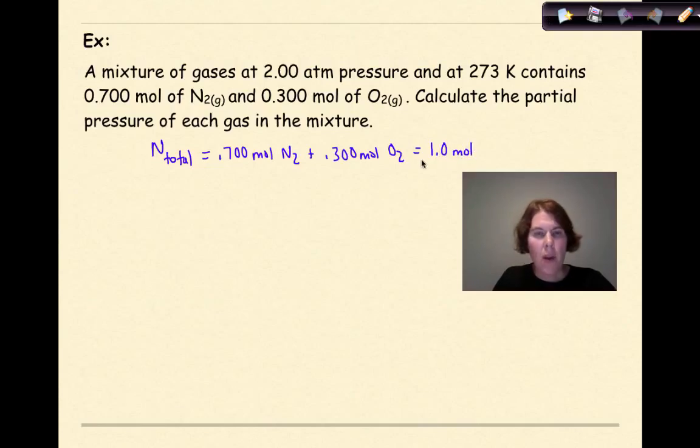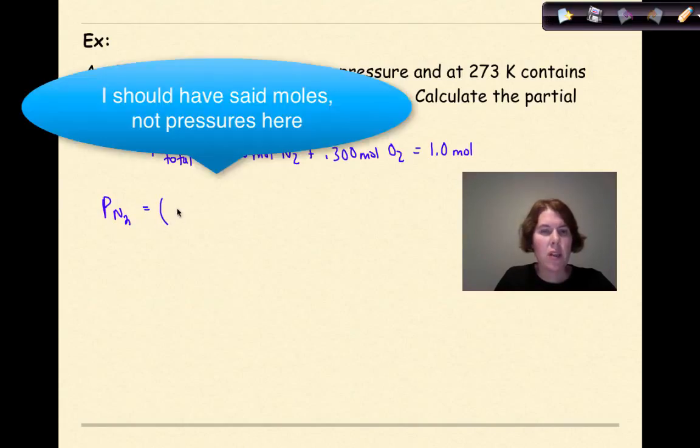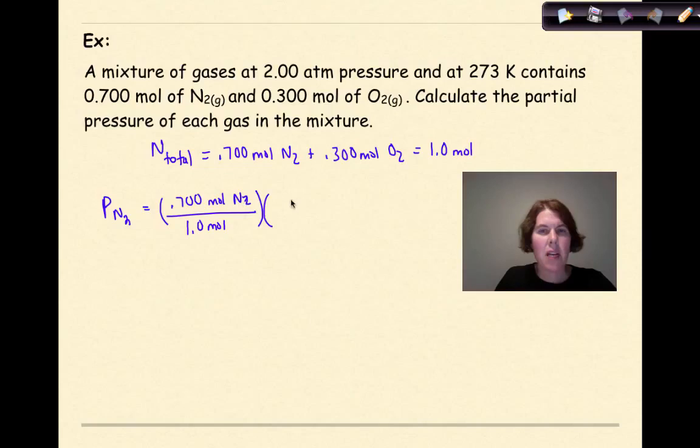1 mole total. All right, so now I need to figure out the partial pressure of each of the gases mentioned here. So I'm going to have P sub N2, and I'm going to take the individual pressure of the nitrogen, so 0.700 moles of N2 over my total moles, which is 1 mole. And I'm going to multiply that times the total pressure, which in this case, well, surprise, surprise, it's 2 atmospheres again. So I'm going to do 0.7 divided by 1 times 2. Hey, that's 1.4 atmospheres.